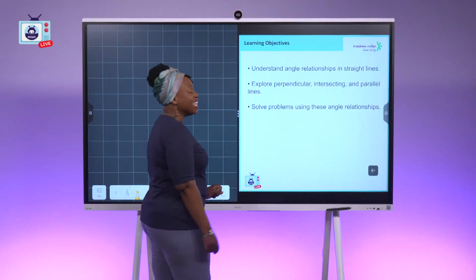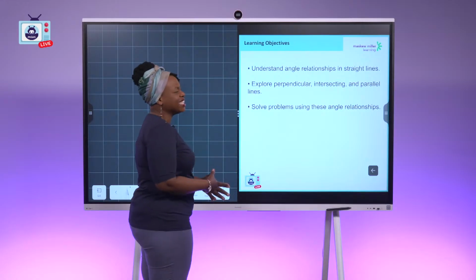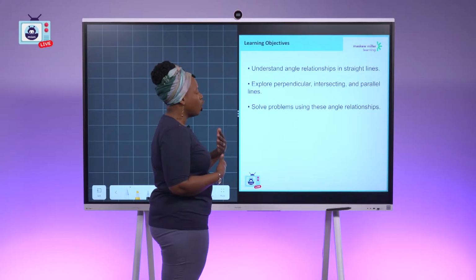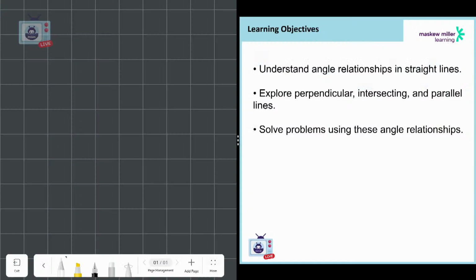so that at the end of this session you are able to understand angles and relationships of any straight line that is given to you. Also explore the lines that we call perpendicular, the lines that are intersecting, as well as the lines that are parallel. And you then need to know how to use all this information to respond to the questions that are given to you during your examination and any task. Please join us and let's go and do this together.